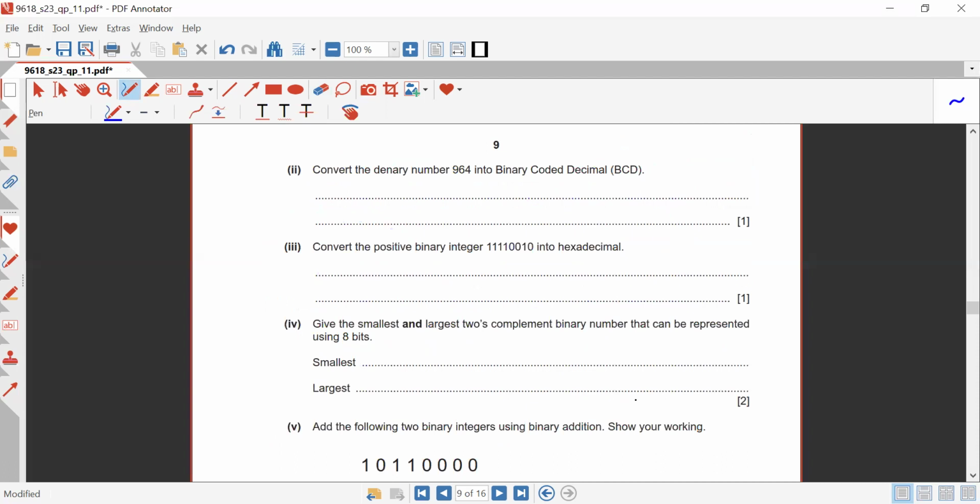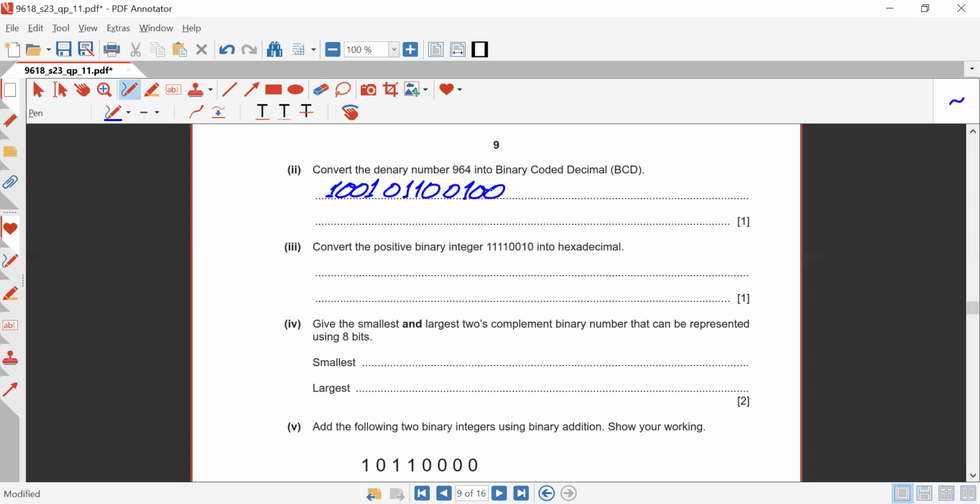Moving ahead to the next one. Now they are saying convert the denary number 964 into BCD format. Converting into BCD format is quite simple. You need to represent each digit in 4 bits. So 9 is 1001, 6 is 0110, and 4 is 0100. So BCD format means that you simply need to convert each digit into 4 bits.